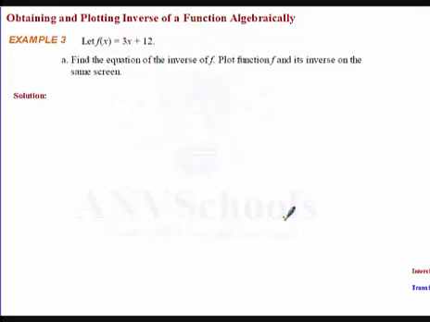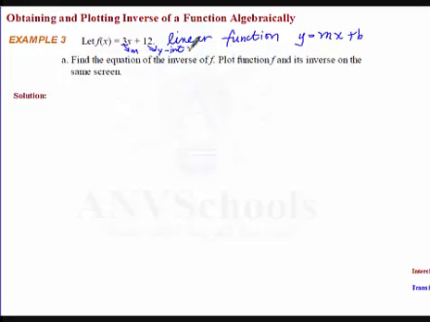This is a linear function to begin with, following the general form y is equal to mx plus b. We could easily say that our m is this, which is 3. This is our slope, and this is our y-intercept. So our first objective is to find the equation of the inverse of f, and plot the function f and its inverse on the same screen.